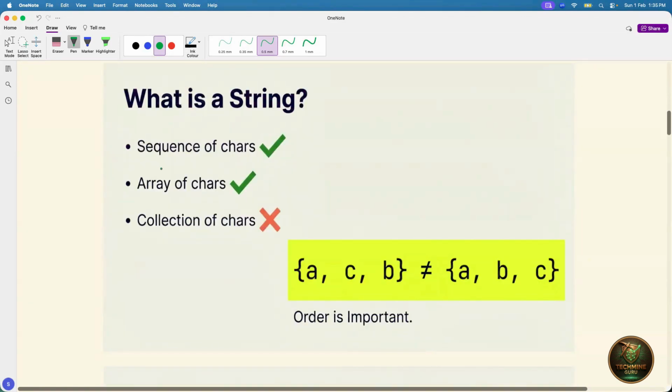So what is a string? String is a sequence of characters. You can also say string is an array of characters, but you cannot say that string is a collection of characters. Why? Because in string, ordering is important. ACB is not equal to ABC, right?